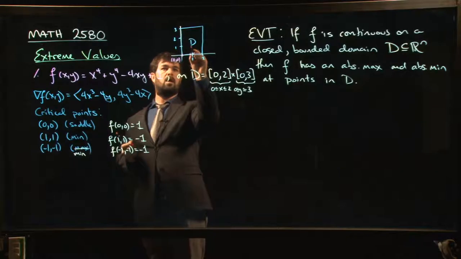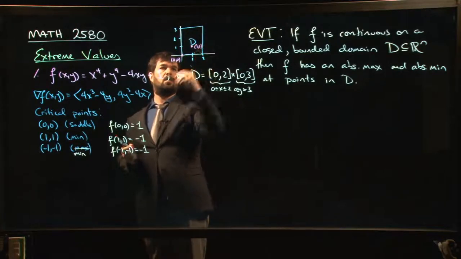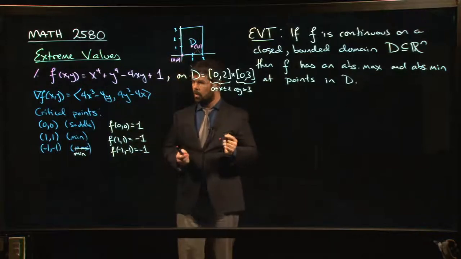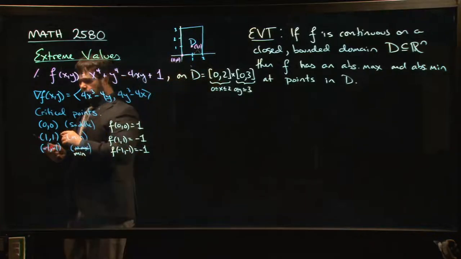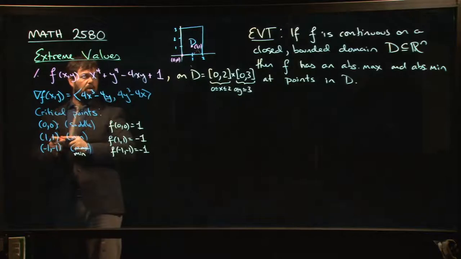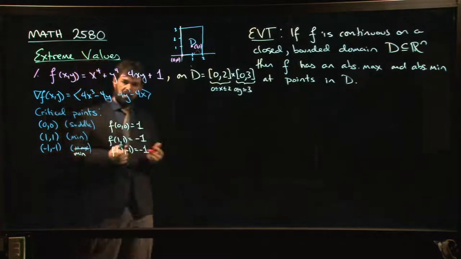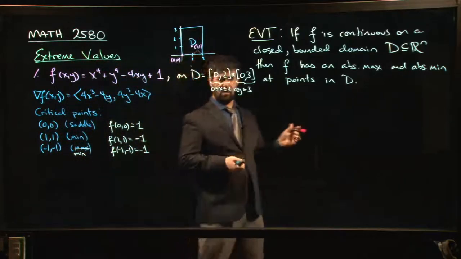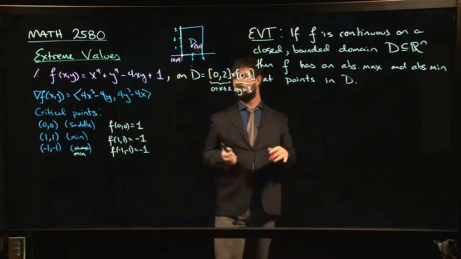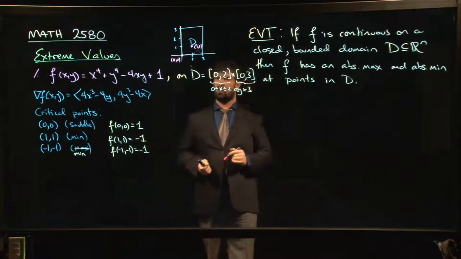Another one is right here on the inside. Okay, (1, 1). This other critical point here is not in our region, so we don't bother looking at it, right? It's just like in Calc 1, if you had one critical point that was outside your interval, you throw it away, you don't bother to look at it, okay?